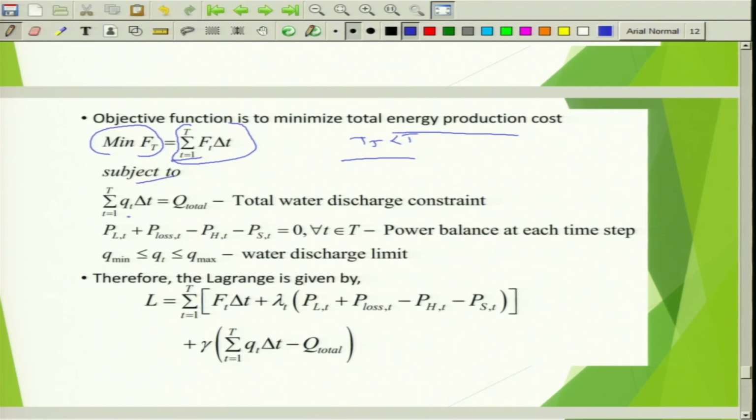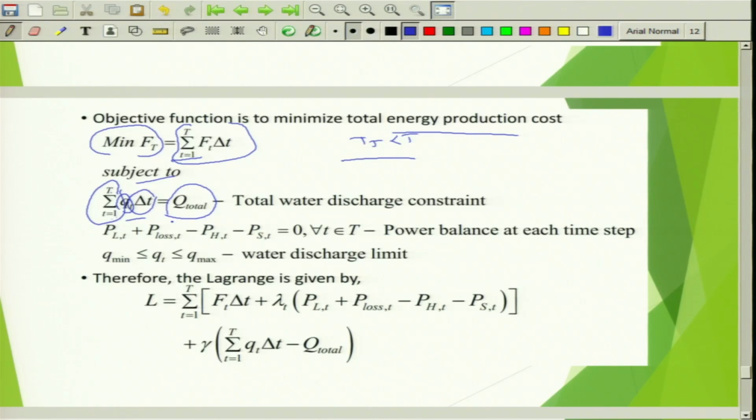So subject to, there is a constraint here. What is that constraint? For the entire time duration you are also operating water, t equal to 1 to T, right? This is the volume of water at any specific time interval. This is a time sample delta T. So at any given time, the volume of water that is being discharged, that you accumulate together for the entire time duration, is the Q total, the total discharge for the entire time duration.